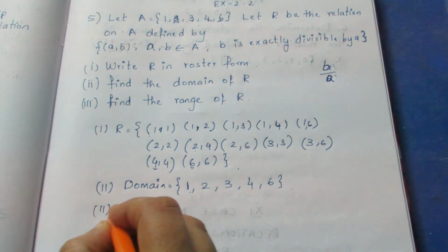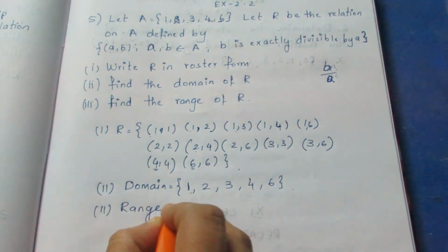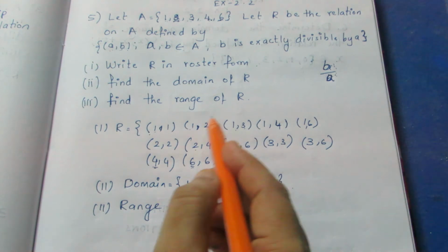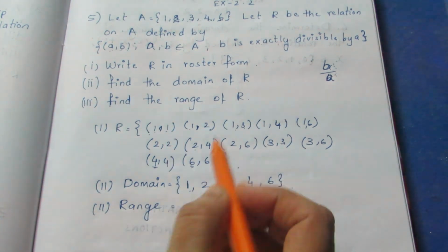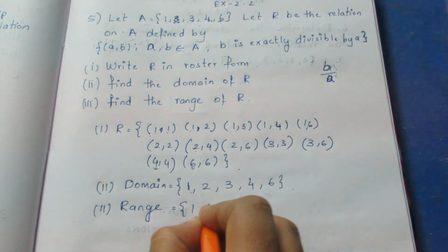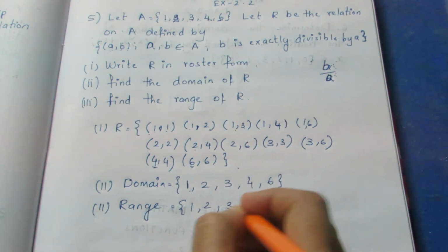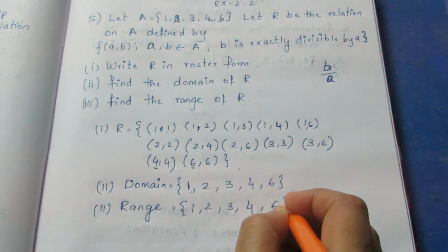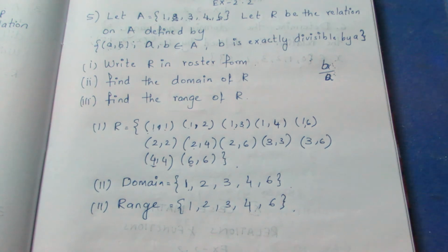Now for the range, the elements in the second one, that is 1, 2, 3, 4 and 6. Both the domain and range have the same elements.